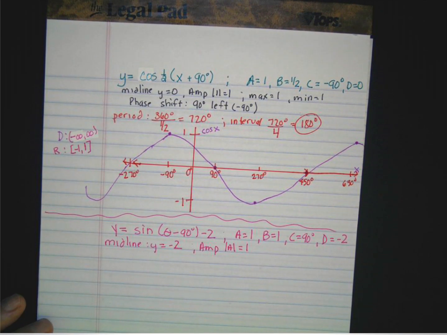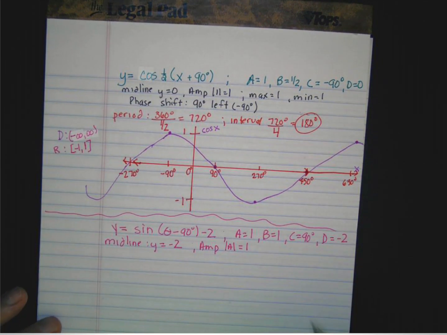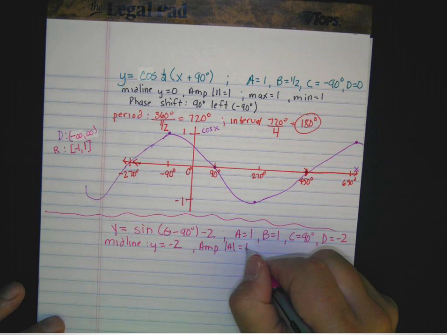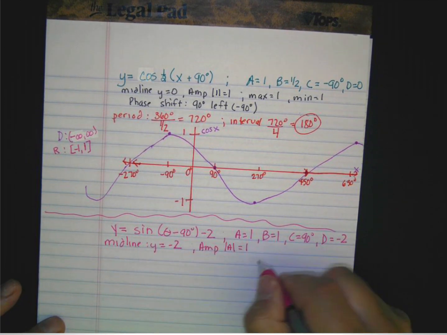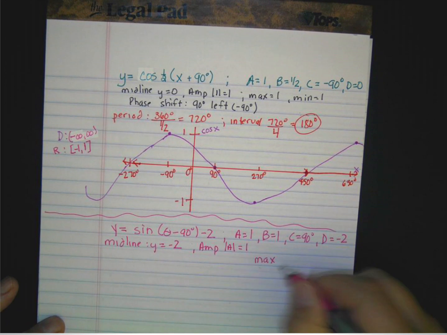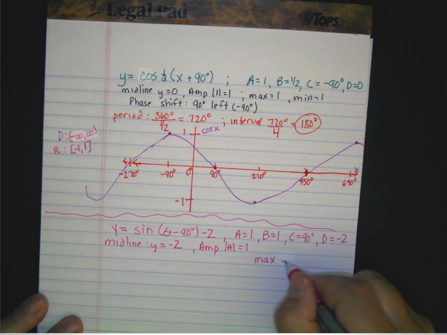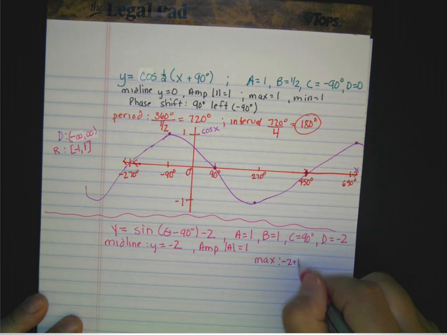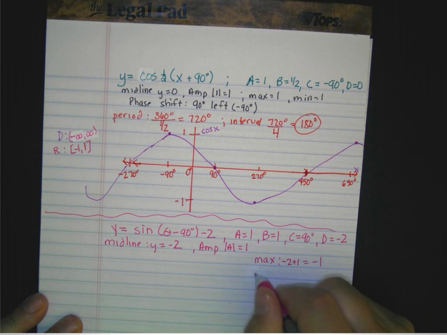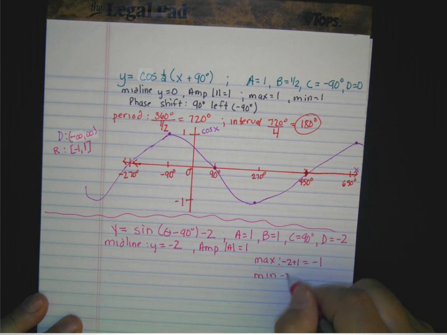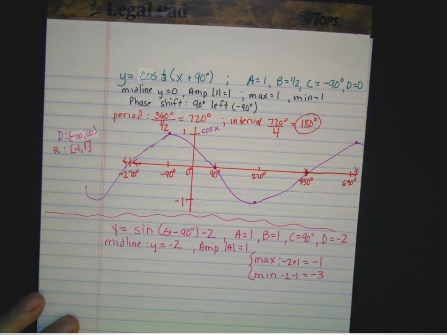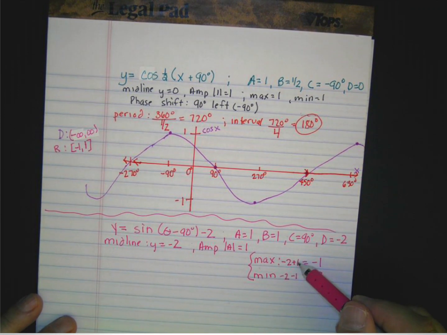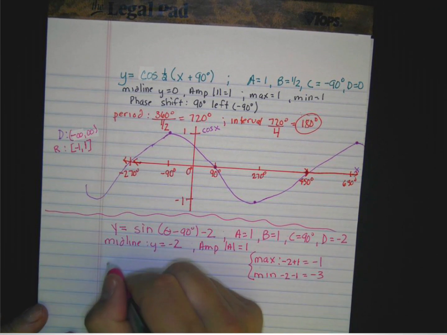Okay? So, what I do know is that since my amplitude is 1, if I'm shifting down 2 units, my max is now going to be from the starting point of negative 2 plus the 1 amplitude, which is at negative 1, and my min value is going to be at negative 2 minus 1. So that's going to give me my max and min points because it's 1 unit above the midline and 1 unit below the midline.